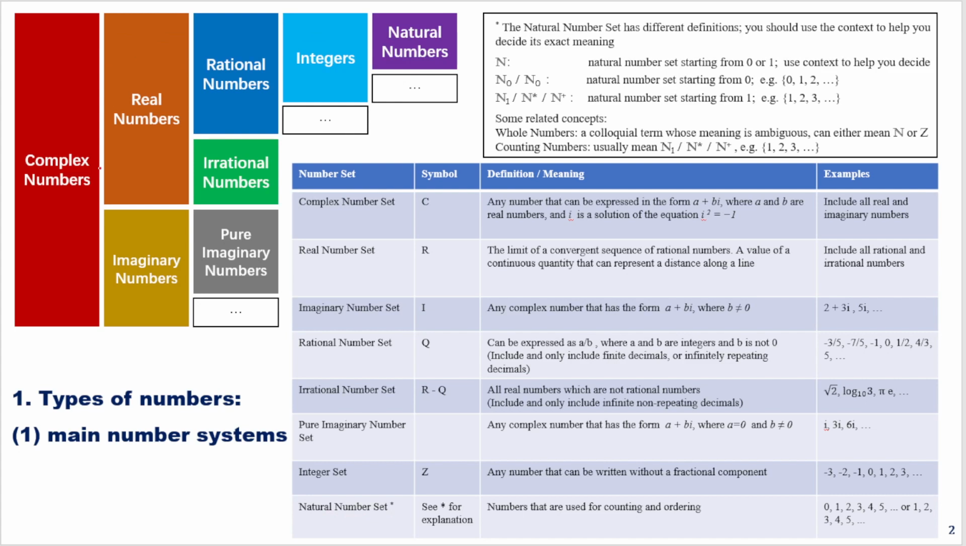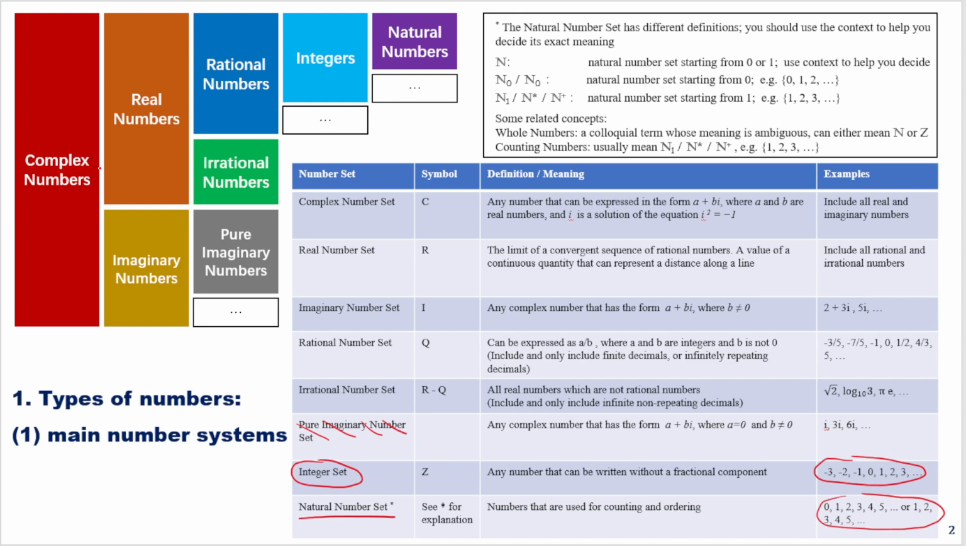seen that the numbers 0, 1, 2, 3, 4, 5, all of these numbers are natural numbers, right? And -3, -2, -1, 0, 1, 2, 3, these numbers are all integer numbers. So you can just ignore the pure imaginary number set so far. We'll talk about this later, okay?